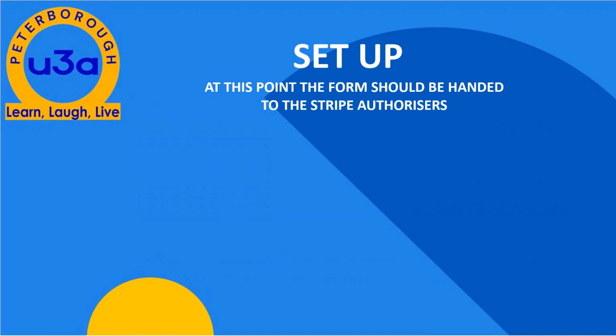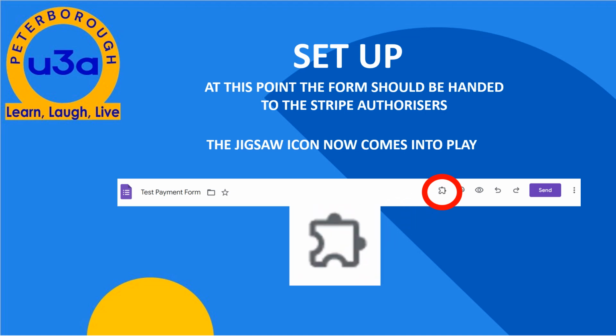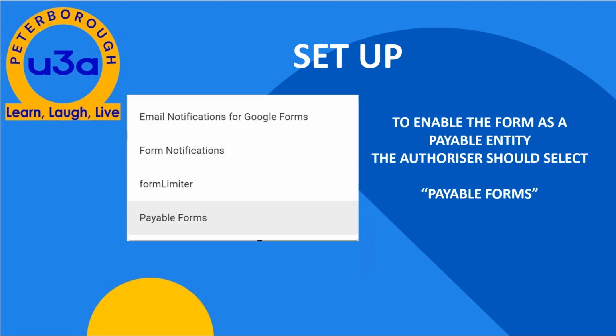Once the base form is set up, it will need to be passed to the Stripe authorizer, to convert the form, and give the ability to link into our Stripe account. There will be a jigsaw icon available to users on the top toolbar of the Google form. All at PU3A have the icon, but it is only useful for the Stripe authorizers. When the jigsaw icon is clicked, the user should select Payable Forms from the options presented.